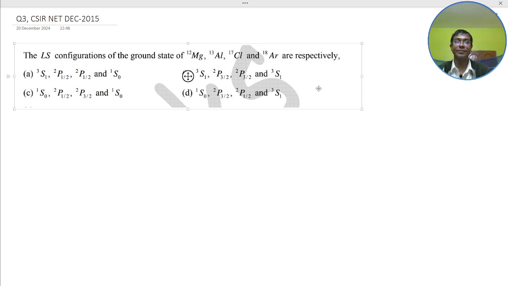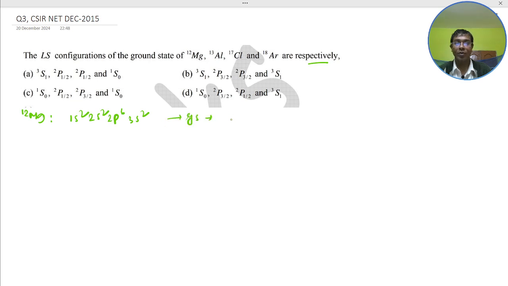Next one, coming in December 2015, is saying that the LS configuration of the ground state of magnesium, aluminum and chlorine, argon are respectively what? Ground state. So you need the electronic configurations of these. First, for magnesium, the configuration is 1s2, 2s2, 2p6, 3s2. So the ground state is 1S0.